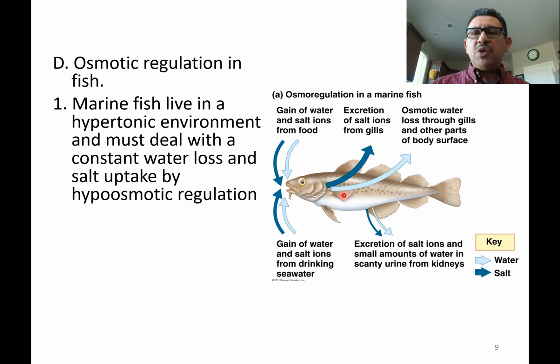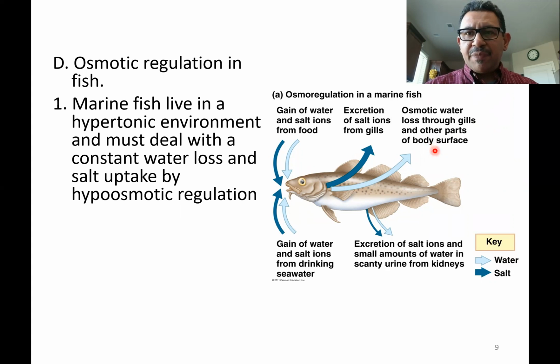And so what can you expect will happen to the animal? Take a look at this illustration. If the animal lives in a hypertonic environment, the salty seawater, they are going to be losing water by osmosis. Through the gills, through the skin of the animal, water will be lost.